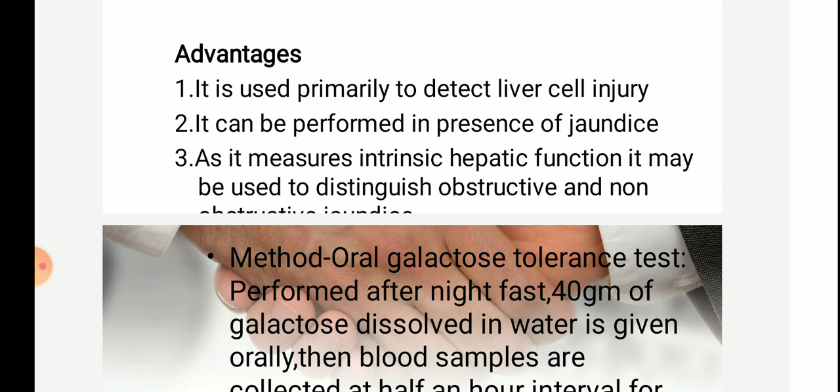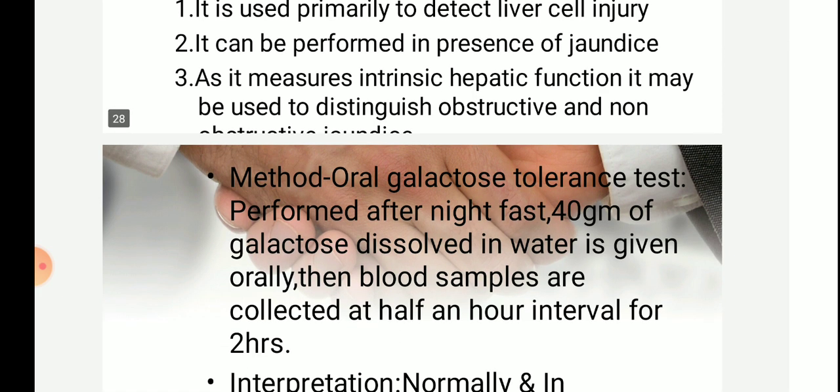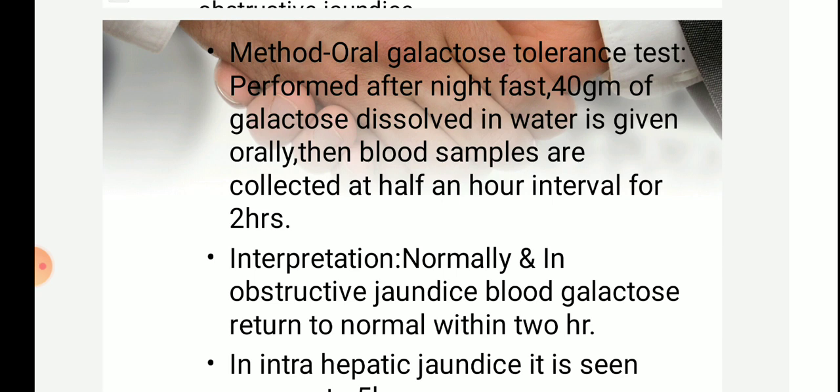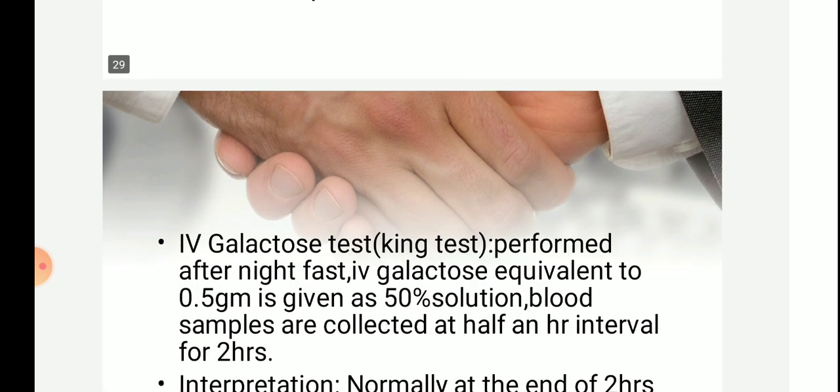So basically this is another test here. So this is a part of the liver function test, not a very important one, but you should be aware of that. So the oral galactose tolerance tests and all this, okay. So this is part of function tests.